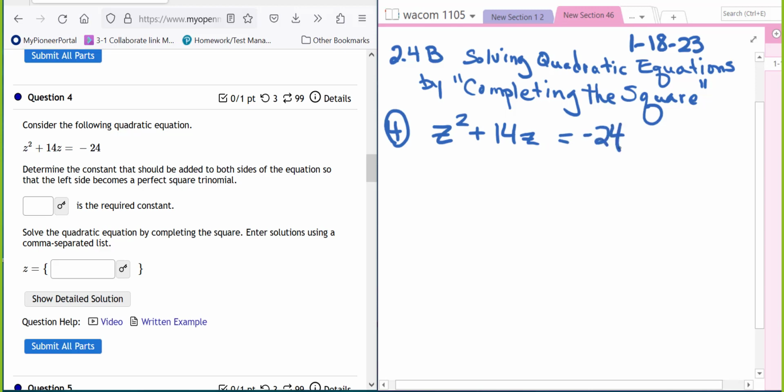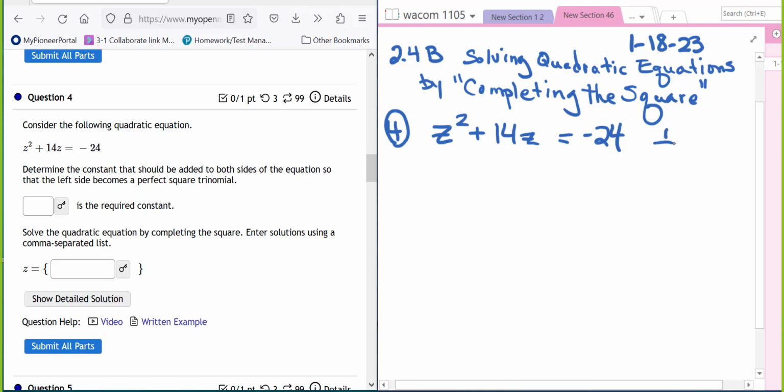It already has the first step completed because our leading coefficient is a 1. So we're good there. We don't have to divide anything. Step 2 says get your z terms on the same side. They are constants on the other side, so we're good there. Your third step is to find this number, which is what they want for our first answer.